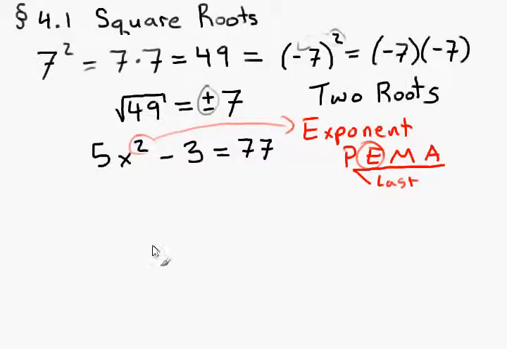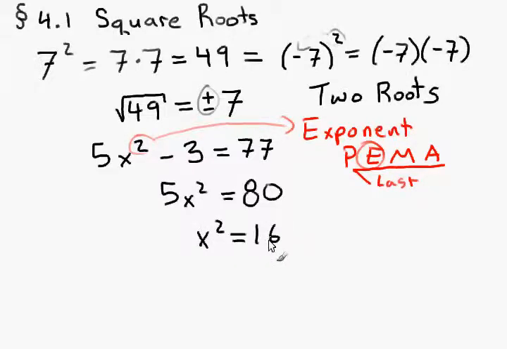So we'll start by adding 3 to each side. 5x squared is equal to 80. Then we'll divide both sides by 5. X squared is equal to 16.